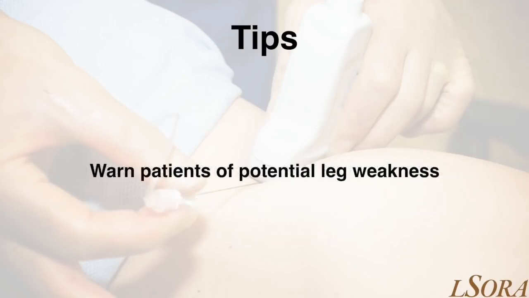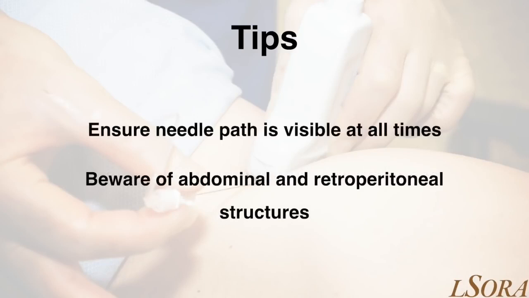There is always potential, especially with the anterior or transmuscular quadratus lumborum block, for the local anaesthetic to affect lumbar nerve roots, so please warn your patient about the potential for leg weakness. Ensure the needle path is visible at all times and superficial and away from abdominal and retroperitoneal structures such as the kidney.